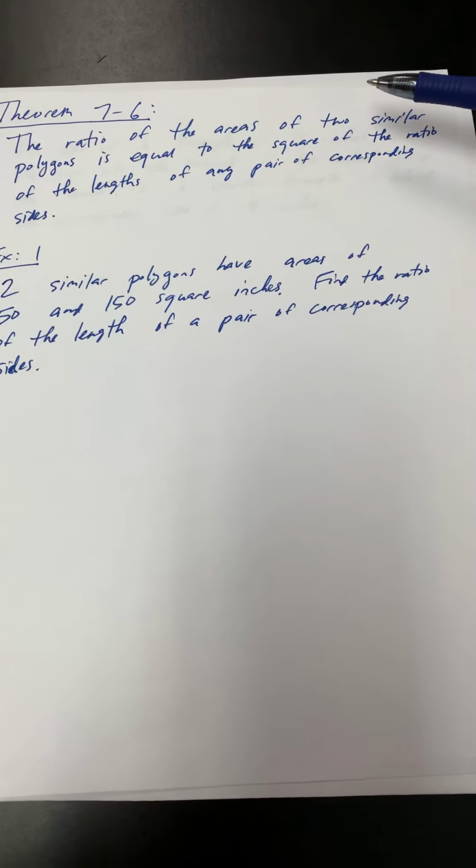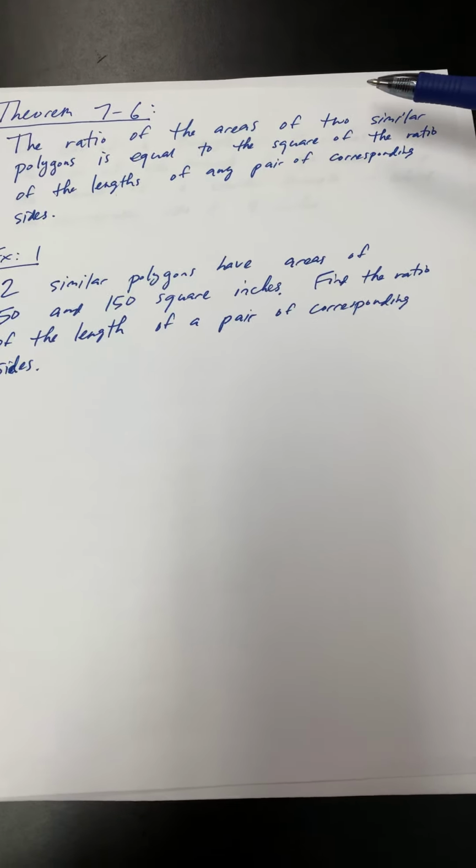If we have the ratio of two corresponding sides, then we square that ratio to get the ratio of the areas. So if we want to write that down, if we have the ratio of two corresponding sides, then we square that ratio to get the ratio of the areas. And you're going to see a problem or two, maybe three, that deal with this.